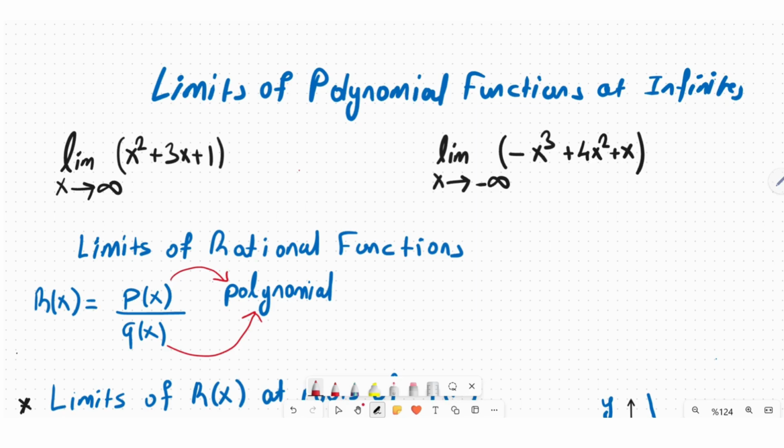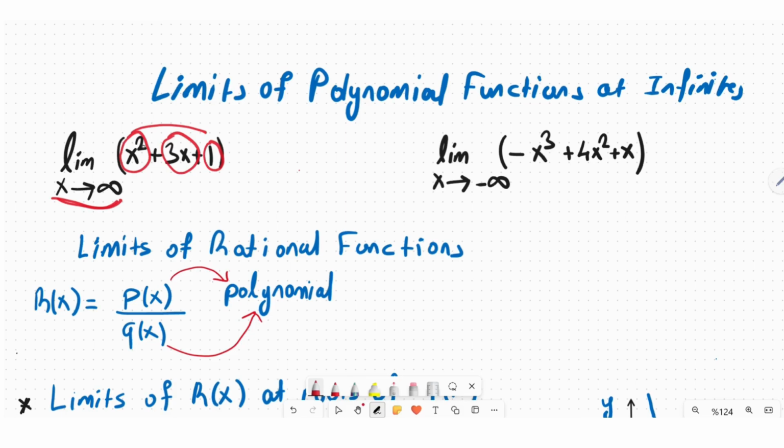In this video, I am going to talk about limits of rational functions. Let's explain limits of polynomial functions first. As x goes to infinity, consider this polynomial of degree 2. As you see, we have three terms: this monomial of degree 2, this monomial of degree 1, and a constant term.